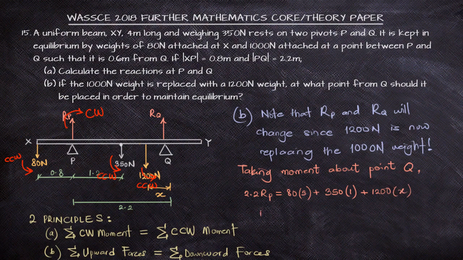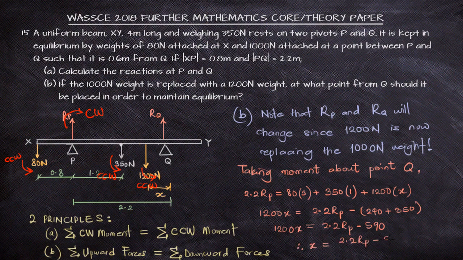So with this, you can easily say that our 1200X will be 2.2 RP minus 80 times 3, which is 240, then 350 times 1 is 350. So that will give us 2.2 RP minus 590. Okay, if we divide through by 1200, our X will be 2.2 RP minus 590 divided by 1200. That will be the solution to our question.